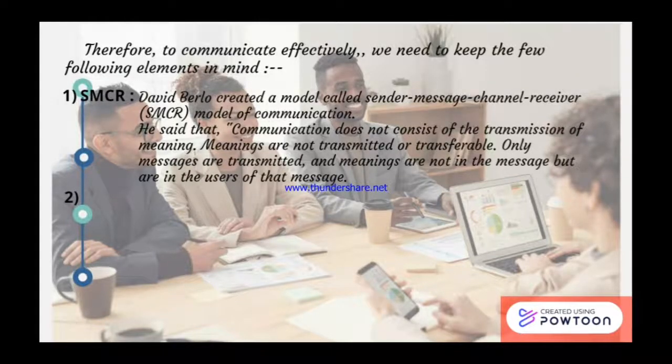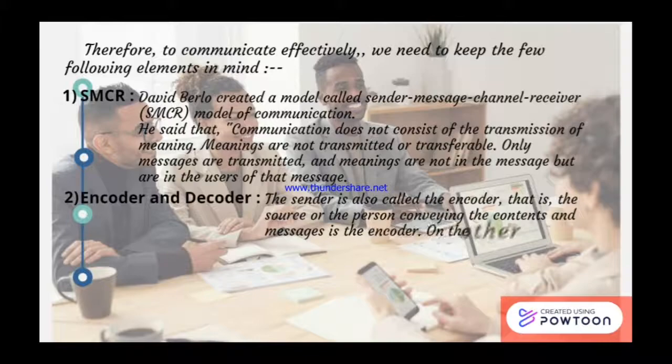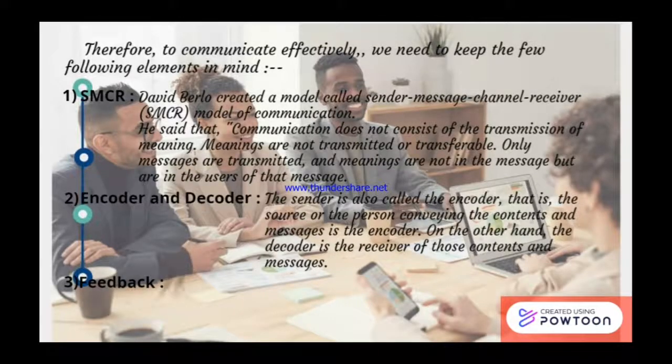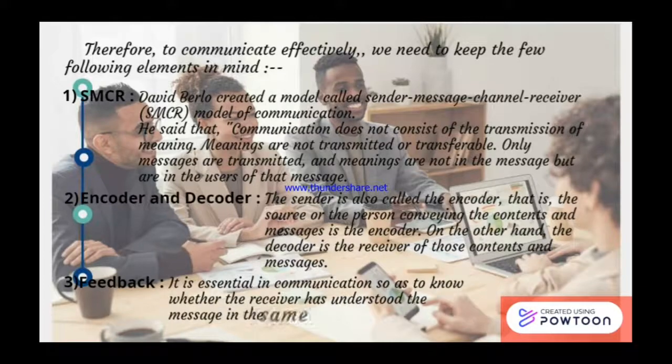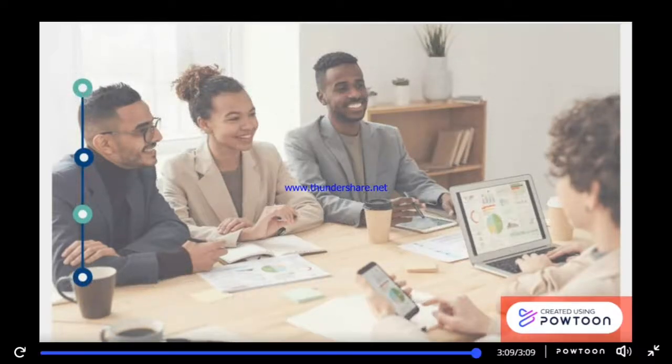The second element that affects communication is the encoder and decoder. The sender is also the encoder, the source or the person conveying the context and the messages, whereas the decoder is also called the receiver. Feedback. It is essential in communication so as to know whether the receiver has understood the messages in the same terms as intended by the sender and whether he agrees or not.